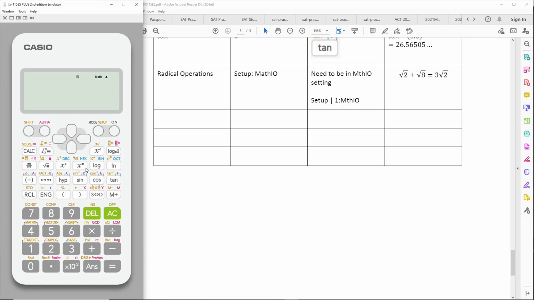Other important buttons include log base 10, natural log, which is log base e. And those are the important features for your Casio fx-115ES Plus to use in the ACT math section.